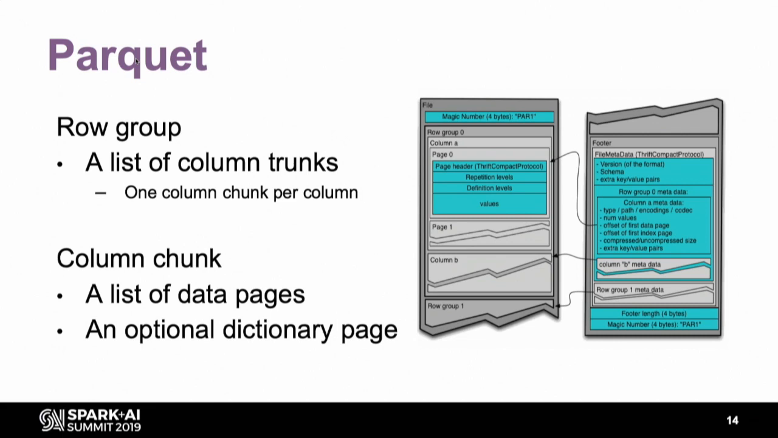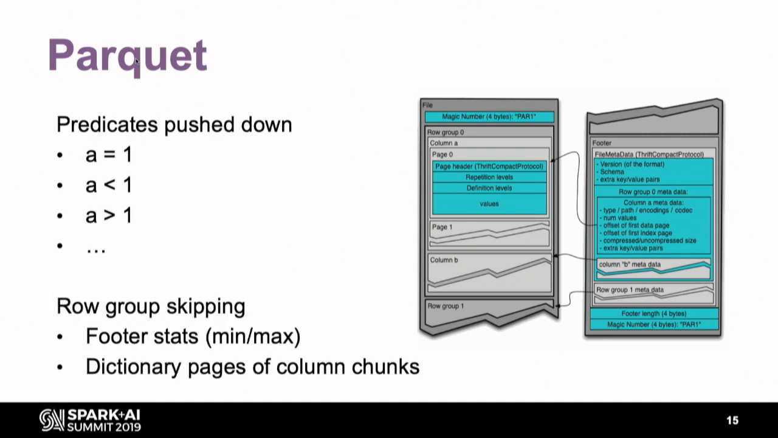A row group contains exactly one column chunk for each column. A column chunk consists of a list of data pages and an optional dictionary page, which can be used to store all the distinct values of one column. With the information in the footer stats and the dictionary pages, when predicates are pushed down, the Parquet reader can filter row groups that are not possible to satisfy the predicate, so that it can read less data.